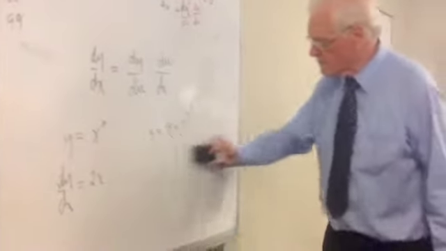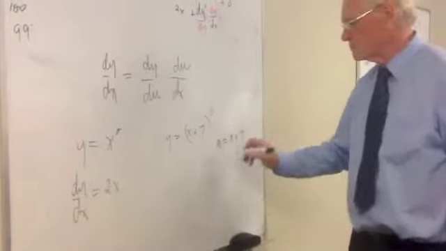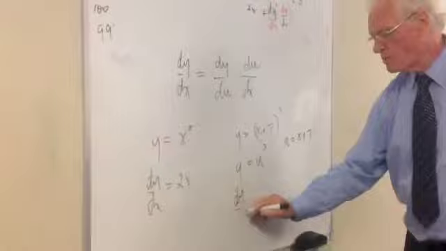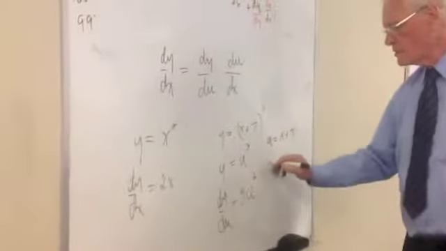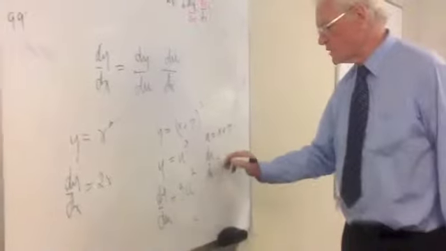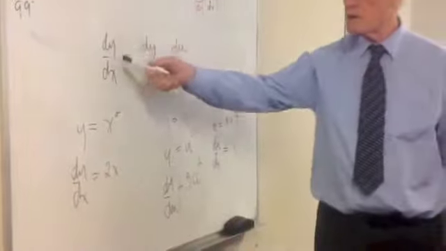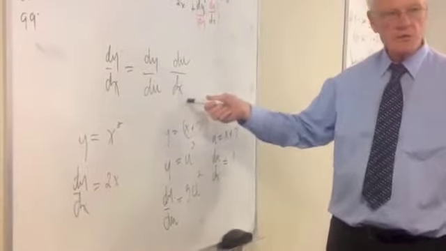This part, if I said this part was u, you get y equals u cubed. You differentiate y with respect to u. Is that right? Yes. And you differentiate u with respect to x, which in this case is 1. And the rule is that dy/dx is dy/du times du/dx. This is the most important.